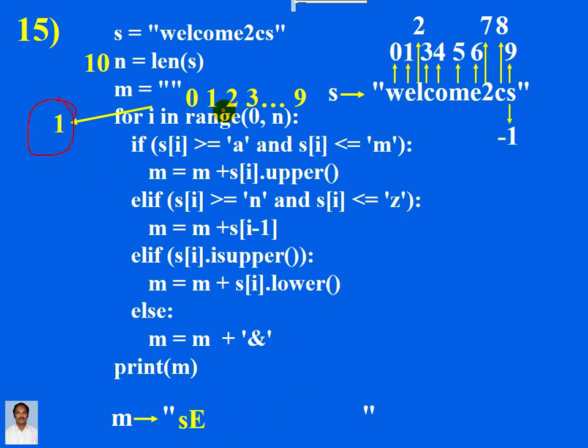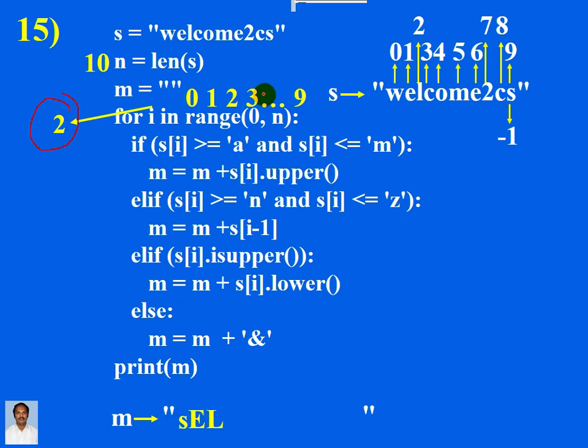I takes the next integer in the range 2. Now what is S of 2? L. So L greater than or equal to A and L less than or equal to M. It is correct because L is between A and M. So this will be executed. M contains SE, that is concatenated with L dot upper. So L will be converted to uppercase. So here you get SEL.